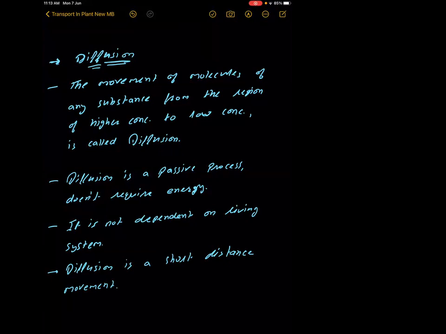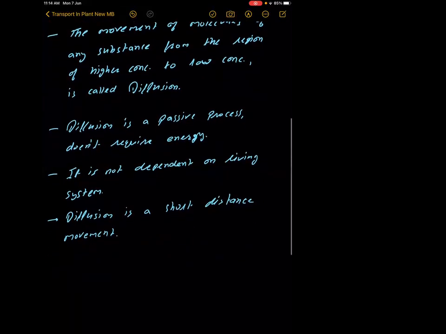What does this mean, not dependent on a living system? It does not always occur in the living cell. Outside the living cell, it can be done. For example, a sugar solution, or just dissolving salt in water, that is not a living system. So it is also a physical process, and it is independent from the living system.